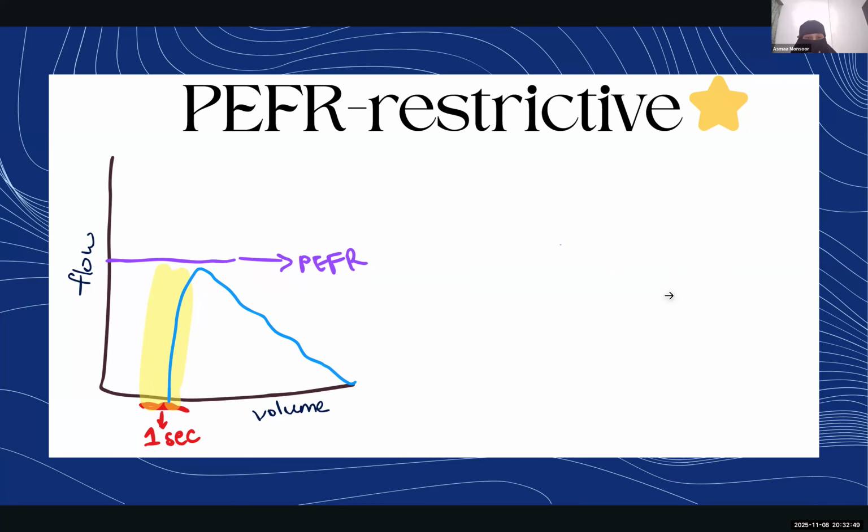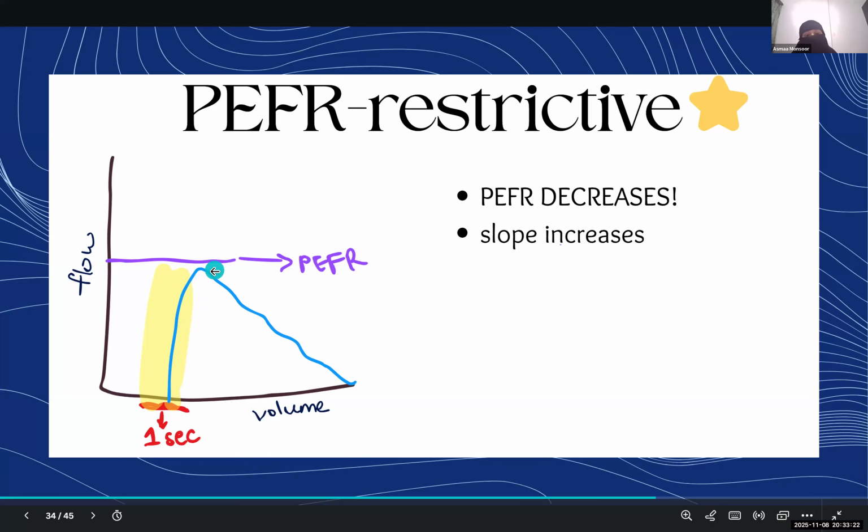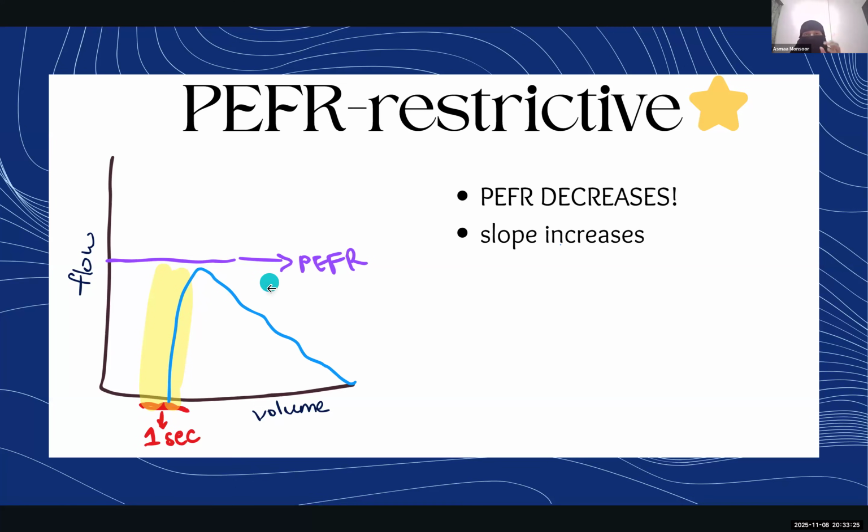Whereas in restrictive diseases, again, the peak expiratory flow rate decreases. But why? That's because you're having less volume of air inside the lungs. When there's less volume of air inside the lungs, the amount of volume that you can get outside is going to be less. So the flow is going to be less, and the peak expiratory flow is also going to be decreased. This happens in restrictive diseases. However, the slope is going to increase, meaning within 1 second you can get a lot of air outside. However, the flow or the amount of air that's coming outside is less compared to normal. Did you guys get this?